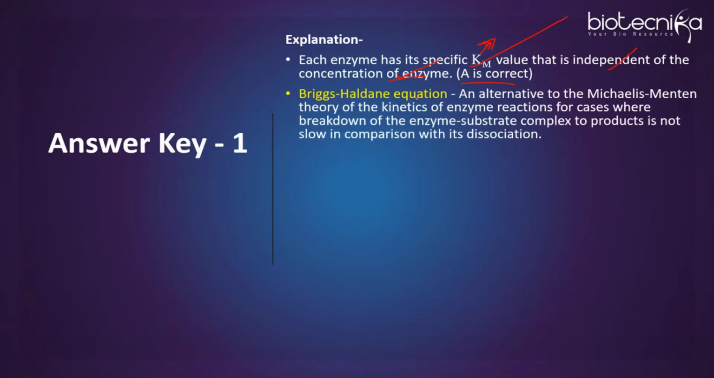Now, the second statement is based on the Briggs-Haldane equation. The second and third statements say that the Km value is equal to Kd in what condition? Whether the product formation is more or the ES dissociation is more. So, in which case is Km equal to Kd? That's what they have asked. Many of us won't know about Briggs-Haldane. That's the advantage of attending classes, right? It is an alternative to the Michaelis-Menten theory of the kinetics of enzymes.